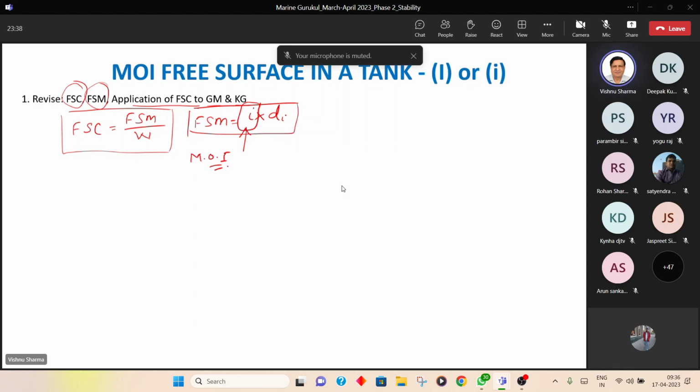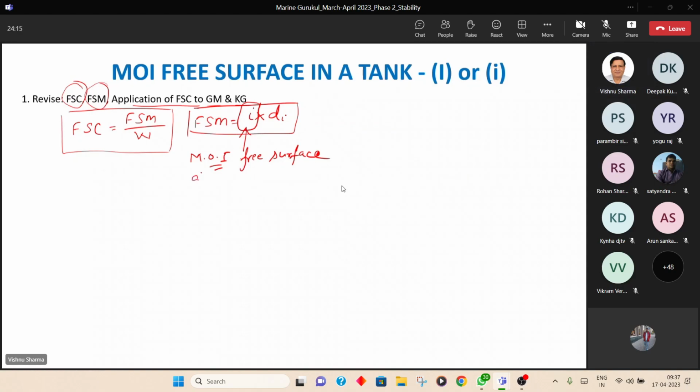Now your question would be, why are you stopping at moment of inertia? You have not told us which area, which axis. This I in this FSM is the moment of inertia of the free surface. So which area? The area of the free surface in the tank. Whatever is the area of the free liquid level surface, if it is rectangular, it is rectangular, if it is triangular, it is triangular, if it is circular, it is circular, if it's curvilinear, then it's curvilinear. So it is the moment of inertia of the free surface.